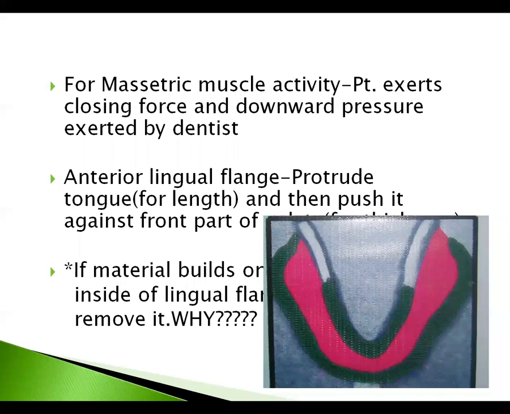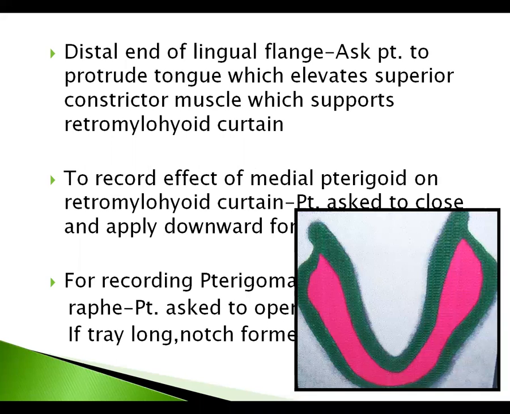Then the anterior lingual flange: protrude the tongue for length. Then the distal end of the lingual flange: ask the patient to protrude the tongue, which elevates the superior constrictor muscle and which supports the retromylohyoid curtain area. To record the effect of the medial pterygoid on the retromylohyoid curtain, the patient is asked to close and apply the downward force.